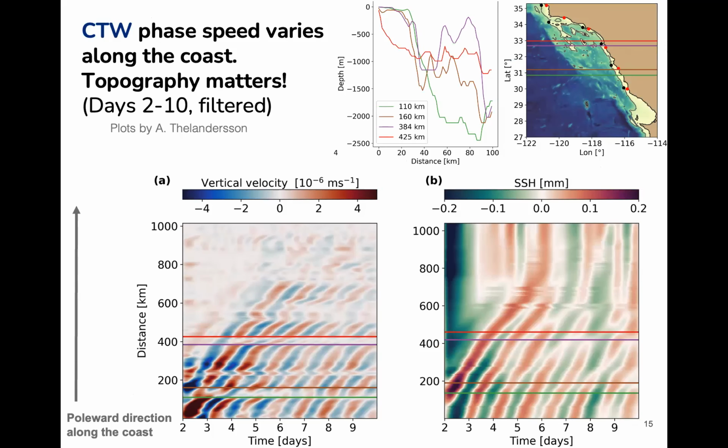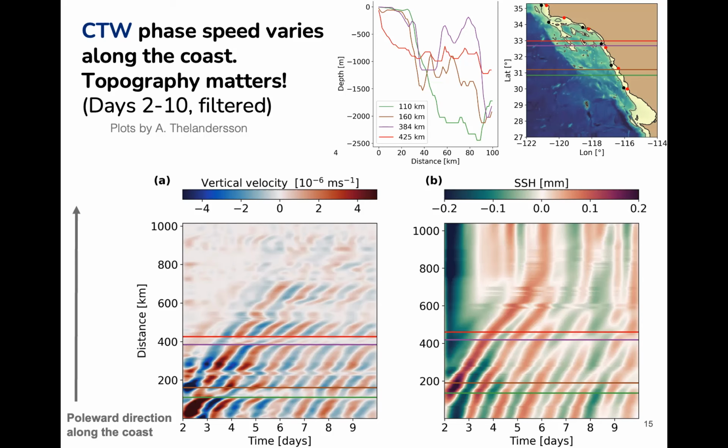And then we can also look at coastal trapped waves, and this is a longer time series. This is 9 days. Here we have vertical velocity, and here we have sea surface height. They have been filtered, so we don't see the gravity waves. And we see this very nice signal propagation.